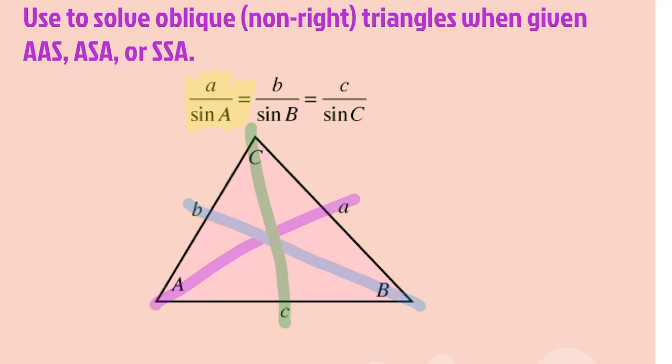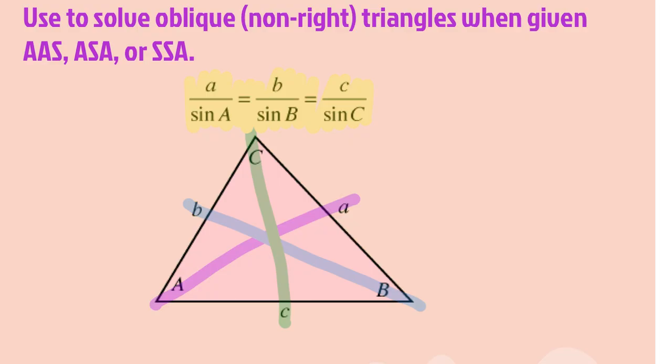It's right here. So if you're looking at it, side A goes with angle A, which again, it's called law of sines, so it's sine A. Okay, B, side B over angle B, which is sine B, and same thing with C.